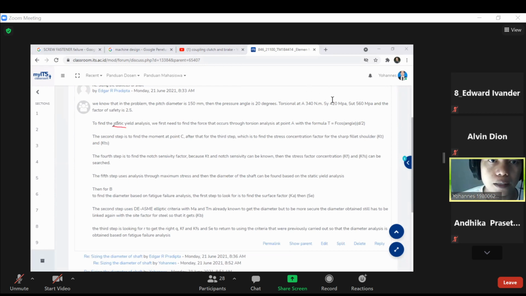In order to do static failure analysis, we have to find the load, the force. This force is generated by the gear. And second step, according to Edgar, is to find the moment at point C. Then next, to find the stress concentration factor, and then find the other factor. Then we use this information to find the maximum stress and then determine the diameter. But this step is still not clear.